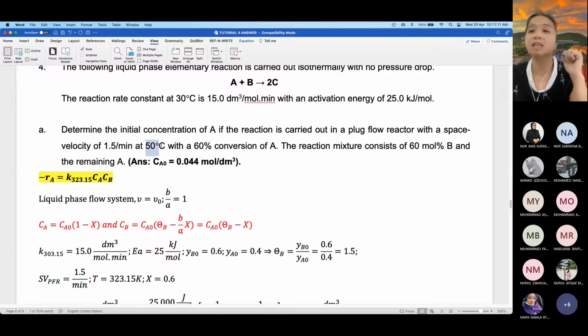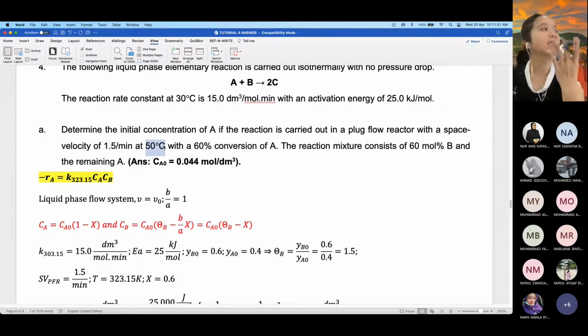So next dia kata 50 Celsius. Okay, so dia kata sekarang dalam kes ni dia nak cari CA0 untuk PFR dengan space velocity 1.5 pada suhu 50 Celsius. So straight away dalam your mind, you already kena faham maksudnya jika ada sebarang pengiraan yang melibatkan K, which definitely akan ada sebab kamu tahu kita akan guna design equation. Kamu tahu design equation tu ada rate law. Dalam rate law tu ada K. So selagi ada any calculation yang melibatkan K, the K must be at 50 Celsius.